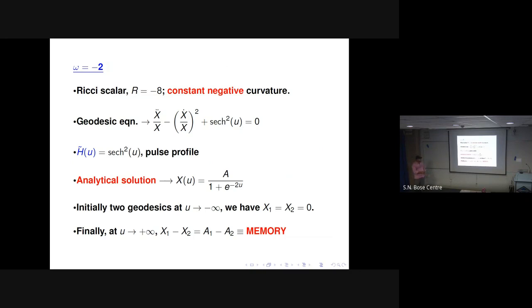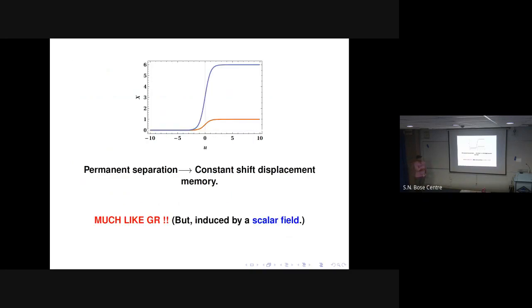Now you choose a pulse profile like that, and you obtain an analytic solution. Initially you had two geodesics, which means x1 equal to x2 equal to 0. But finally, at u tending to plus infinity, you find x1 minus x2 equal to a1 minus a2. That is the memory. Initially the separation is 0, but finally there is a change, and the pulse is present around this 0, which is positive. So again you obtain a permanent separation type of solution, like a constant shift displacement domain. This is much like GR, but induced by a scalar field.